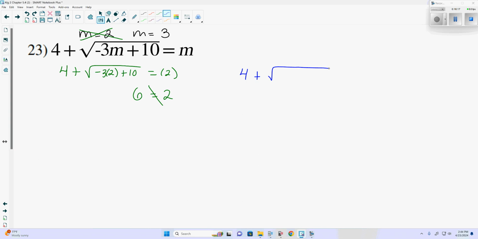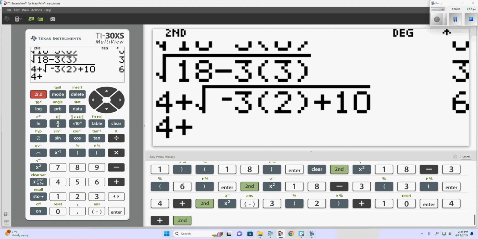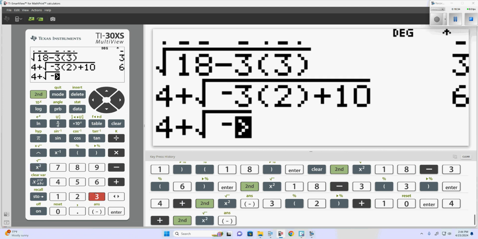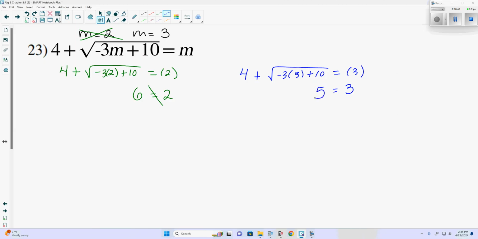Question? 3 plus 10 is equal to 3. So again, the right-hand side is still just 3. We can do the same thing. 4 plus the square root of negative 3 times 3 plus 10 is... so this is no solution.